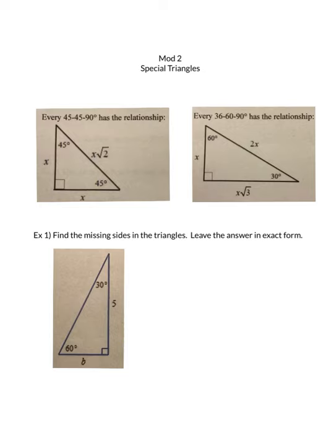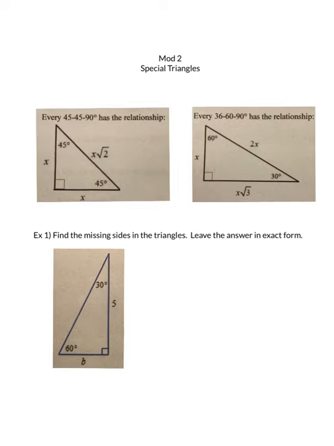In example 1, we are asked to find the missing sides in the triangle, and we are also told to leave the answer in exact form. On these problems, you will be given a picture, and one of the sides will be labeled with a variable. That is the side that you are being asked to find. When we look at this first figure, we are given a 30-60-90 right triangle. The side that we are given is the long leg. The side that we are looking for is the short leg.